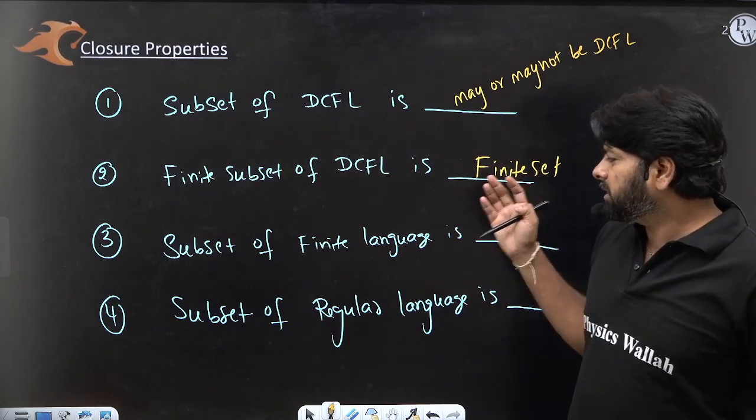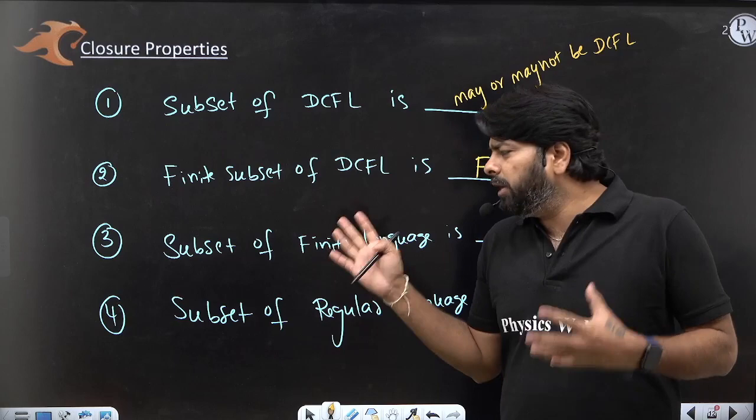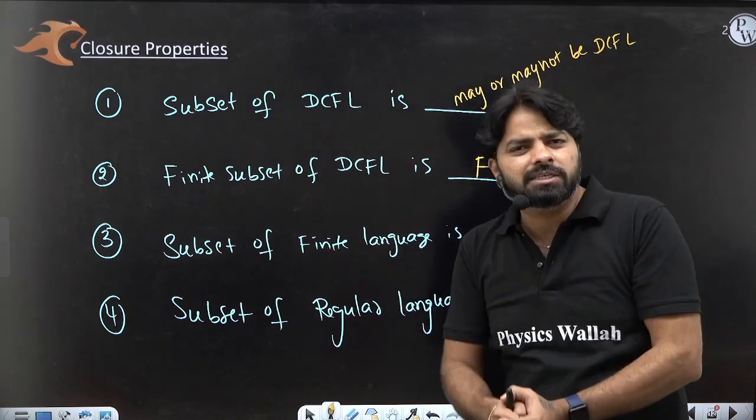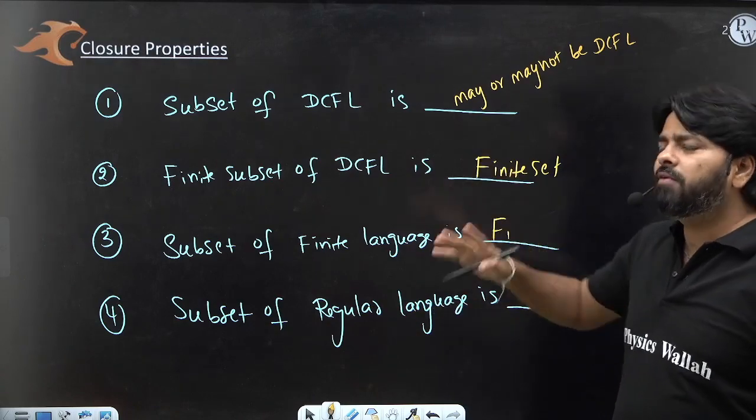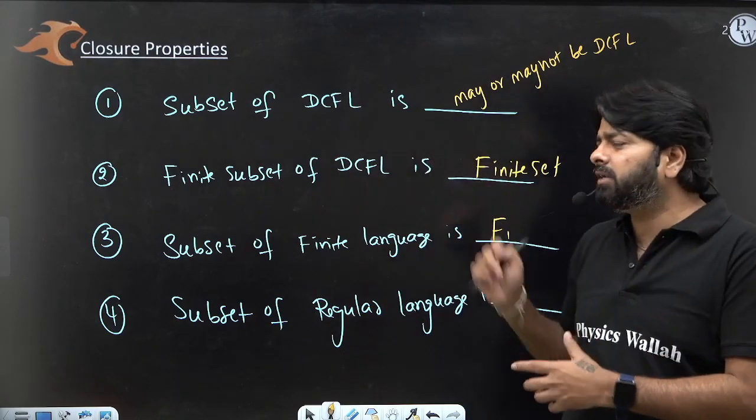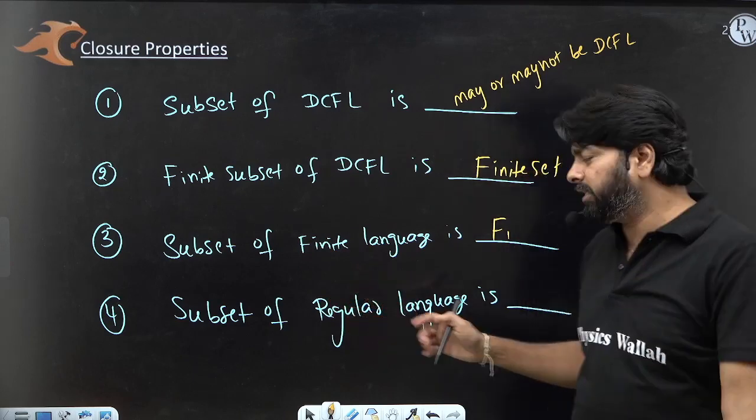Okay. Subset of a finite language. The input is a finite language. When you take the subset, you always get a finite language again. So these two are very important. Finite subset of anybody is finite. Subset of finite is always finite.